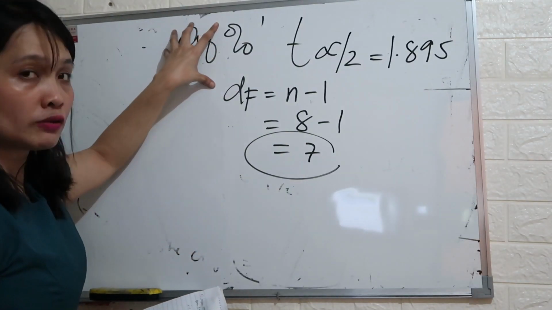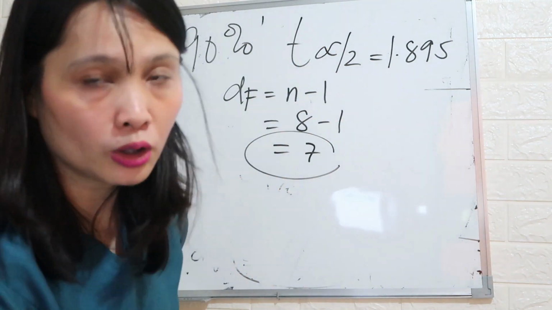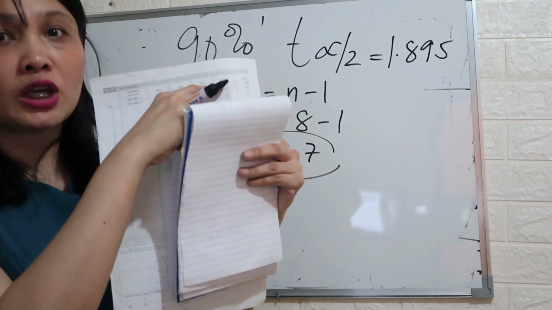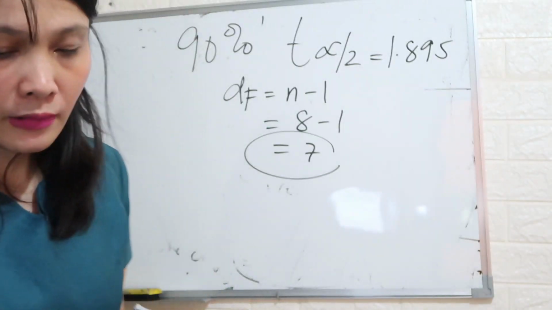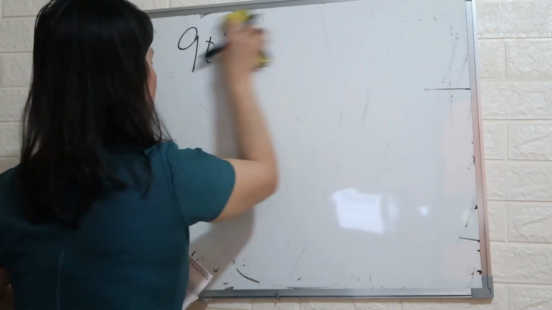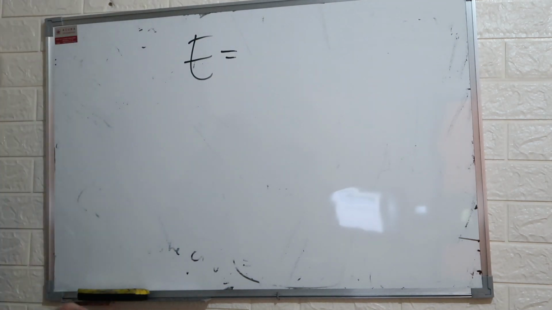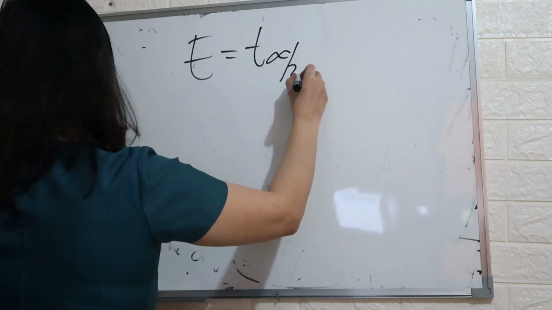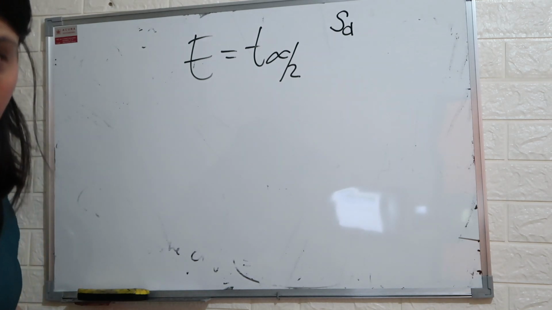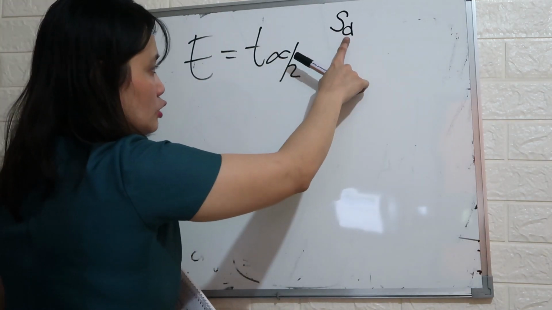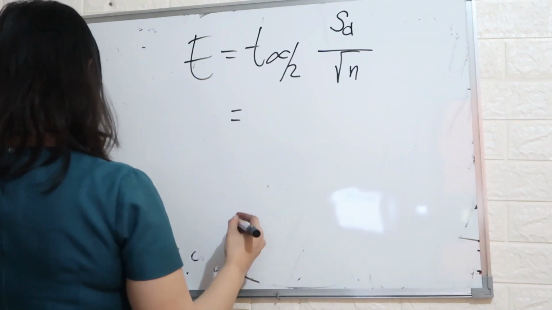To determine the 90% confidence interval, we will be using t alpha over 2 because the sample size is less than 30. Using the table, look for the 90% and then 7. The intersection number is 1.895. Next, to solve for the 90%, we need to determine the margin of error. The margin of error is t alpha over 2 times the standard deviation of the difference, s sub d, the standard deviation of the mean difference, divided by the square root of n.